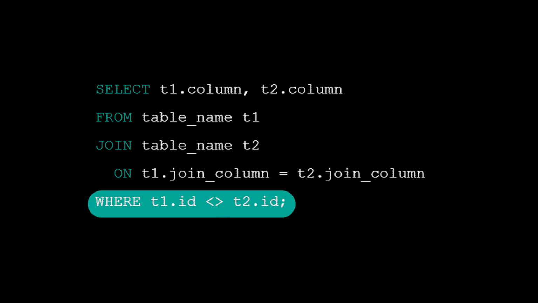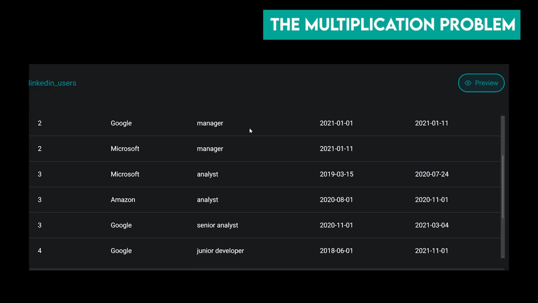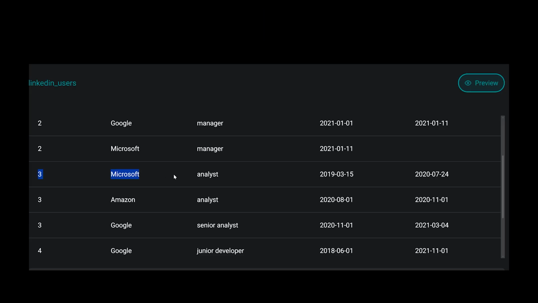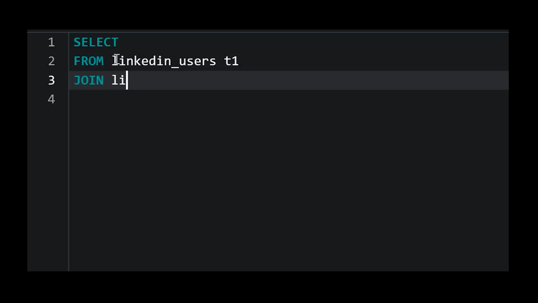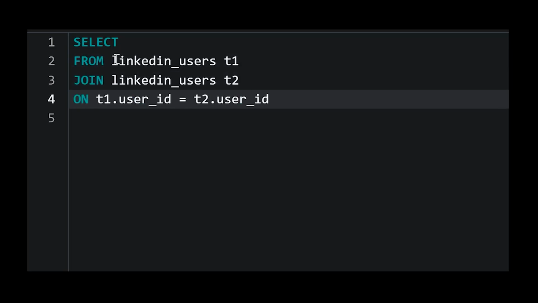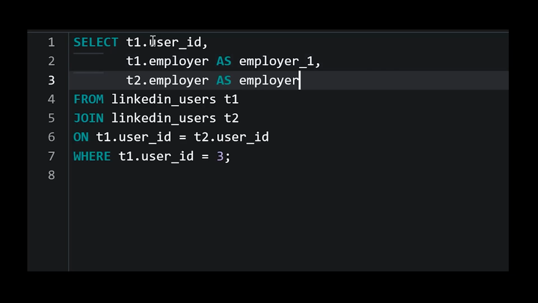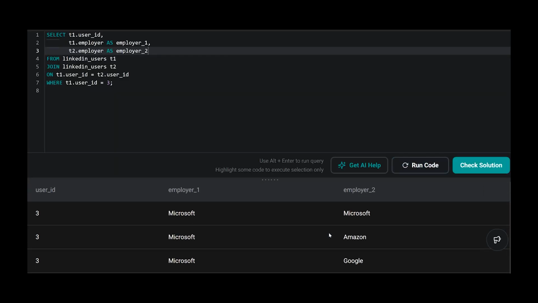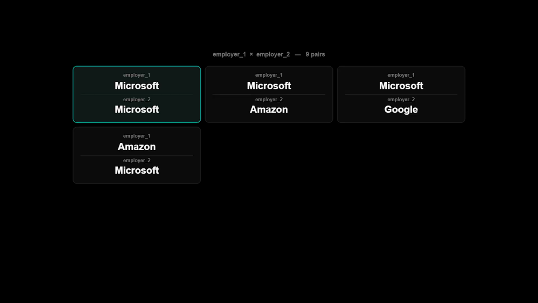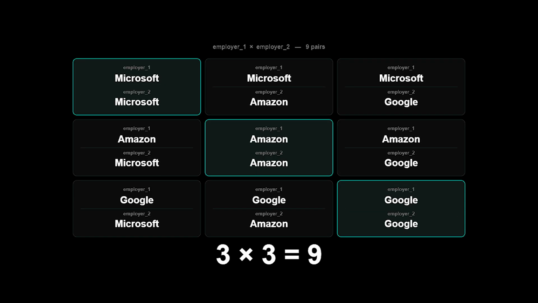to your row count. Take LinkedIn users, 1 row per job someone's held. User 3 has 3: Microsoft, Amazon, Google. Self-join that table on user ID with no other filter, and user 3 alone produces 9 rows. Every job paired with every job, including itself. 3 jobs times 3 jobs is 9 pairs.